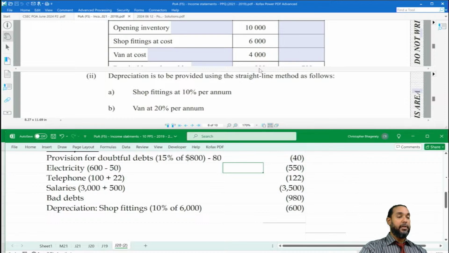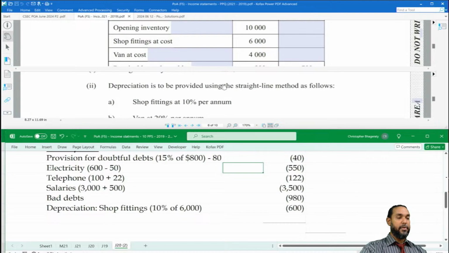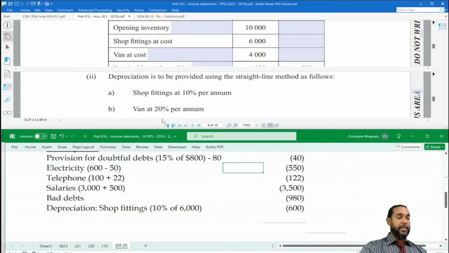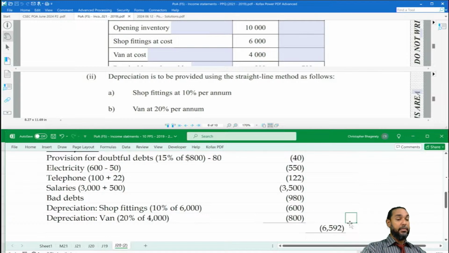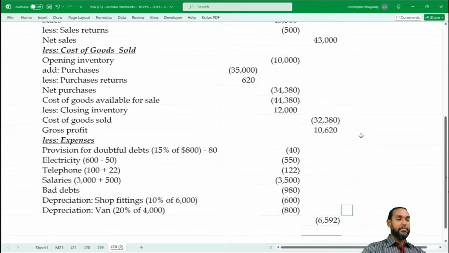And then for the last item, the van is 400. 20% per annum, straight line. So 20% of this is 1/5. So that's 800. There you have it. All of the expenses in one place.